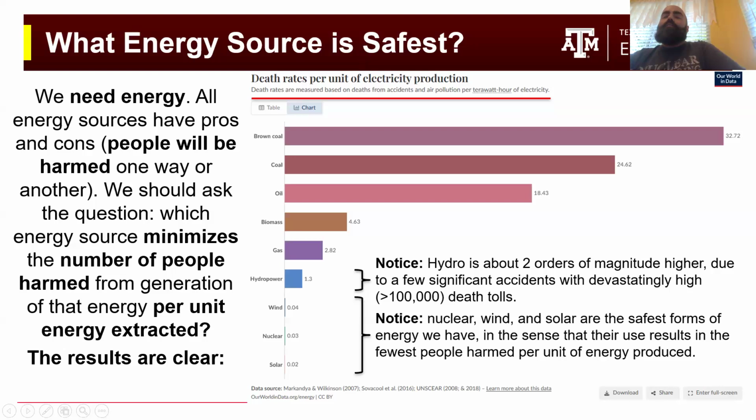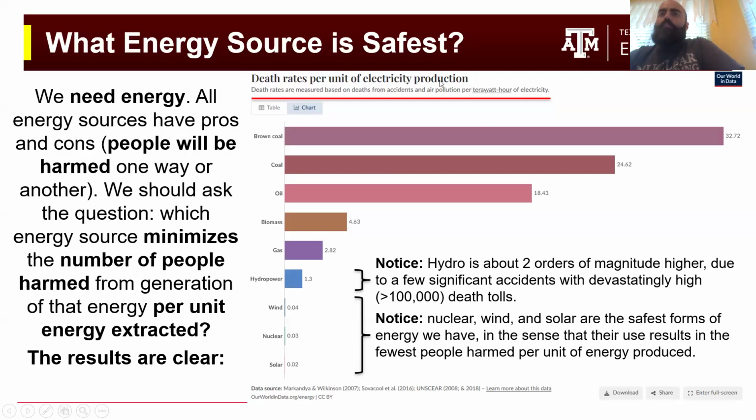And the way that makes sense to me to quantify safety is to say which energy source minimizes the number of people that are harmed from the generation of that energy per unit energy extracted. So we want energy sources that can produce a lot of energy and result in very few people being harmed from the generation of said energy.